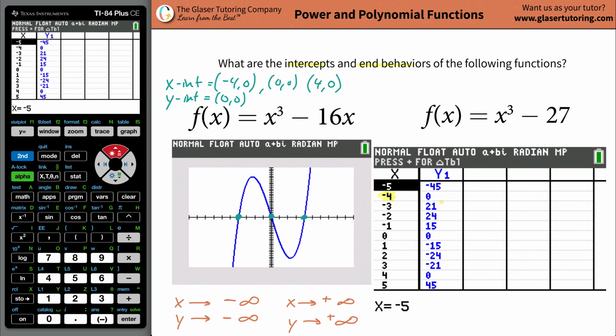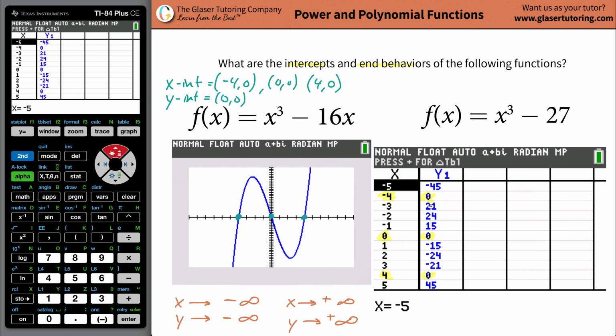When x is negative 4, y was 0, so that was one x-intercept. At the origin, that's another x-intercept. And oh, look, there's another x-intercept, right? So you can definitely use the table to help you out. Also recall that this was not only the x-intercept, but also the y-intercept, all right?